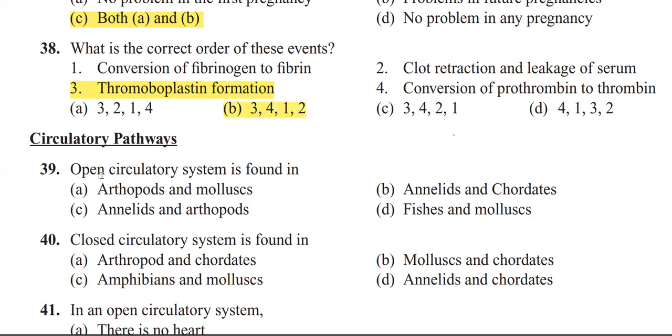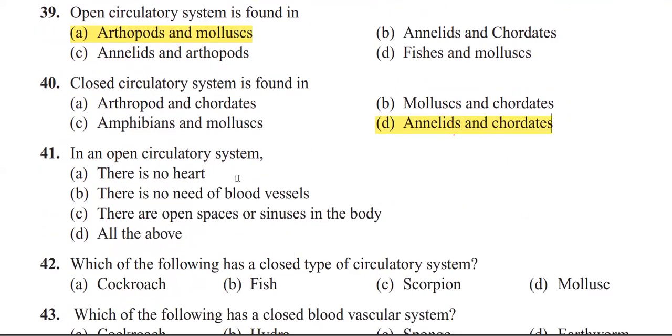B option. Open circulatory system is found in arthropods and mollusks, annelids and chordates, annelids and arthropods, fishes and mollusks: arthropods and mollusks. Closed circulatory system is found in arthropods and chordates, mollusks and chordates, amphibians and mollusks, annelids and chordates. In an open circulatory system, there is no heart, there is no need of blood vessels, there are open spaces or sinuses in the body.